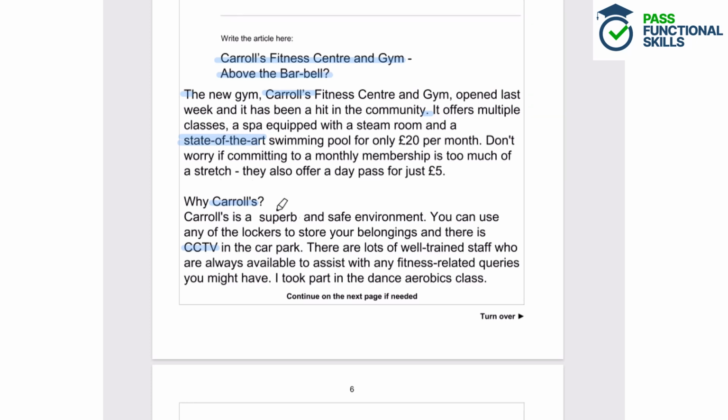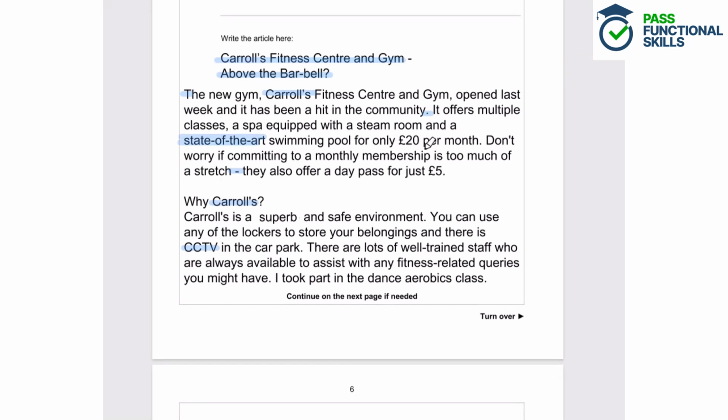We've also got a dash that has been used to add some additional information to the sentence. So we've got, "don't worry if committing to a monthly membership is too much of a stretch." And then we've got a dash to add an explanation here. So they also offer a day pass for just £5. So try to be ambitious with your punctuation and try to include a wide variety, as has been done in this answer. Next, let's consider grammar.